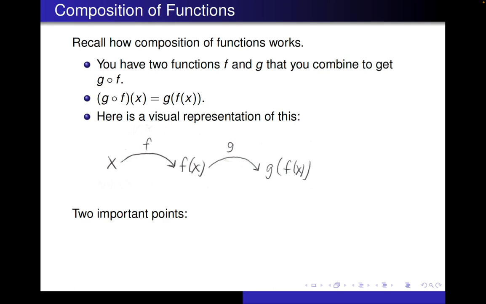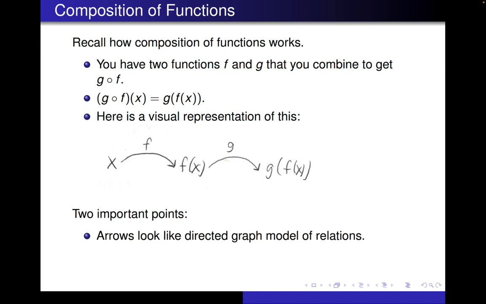All right, so I want to make two important points about the composition of functions. First of all, notice that we're using arrows here, and if that looks familiar, it's exactly what we've been doing for relations. Remember, the directed graph model is one of the ways that we visualized relations. What we're doing here with these arrows is visualizing functions as relations. And so what we do with functions, we can maybe do with relations more generally.